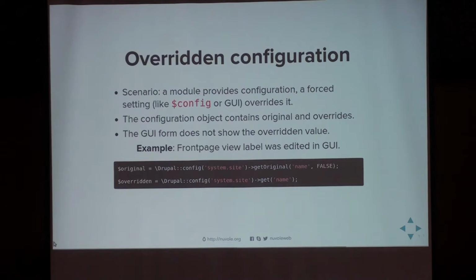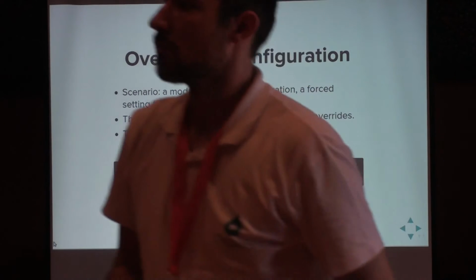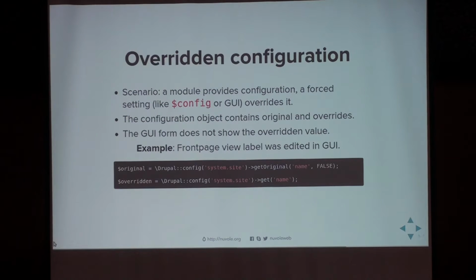A configuration object that you get through this API contains both the original value that came from the configuration in the active store, and also the eventual overrides. I said view label, but it's the site name, of course. So here you can see the code, how you would get the original site name without the overrides, and how to get the overridden one. The standard is to get the overridden one, because that's what you usually want.